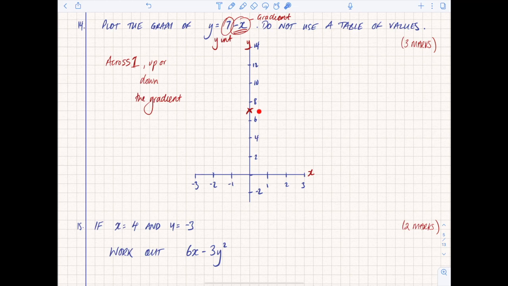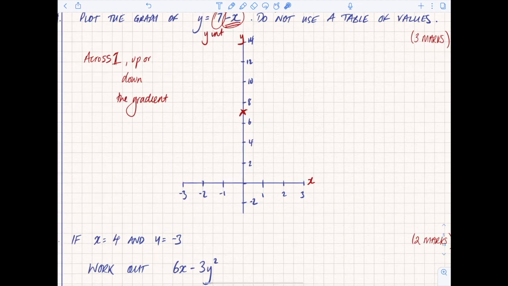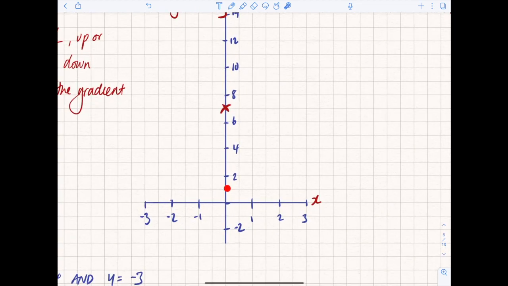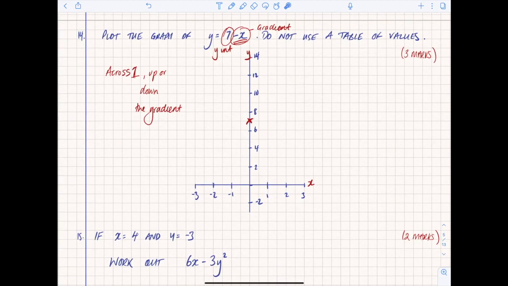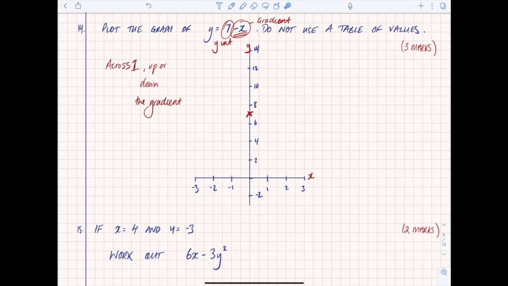I go across 1. Now that's not 1 square in this case. Always read the scale. 1 in this instance is 2 squares. So I go across 1 and then I go down 1. And on the y-axis, 1 square is 1, so you can see this goes 1, 2, 3, 4, 5, 6. A lot of the time in exams, your x scale and your y scale are different. So I'm going across 1, down 1, put a cross. Do the same again, across 1, down 1, put a cross, across 1, down 1, put a cross.